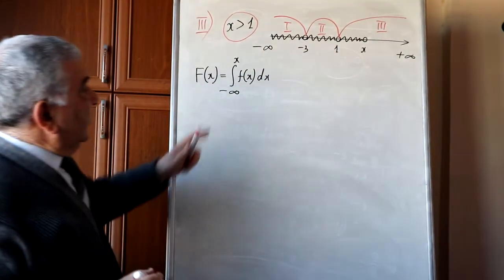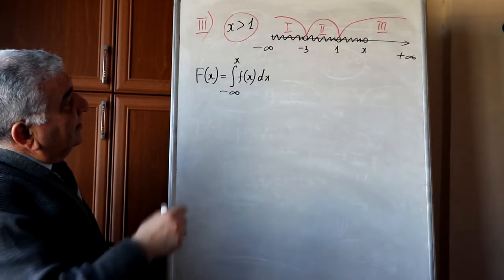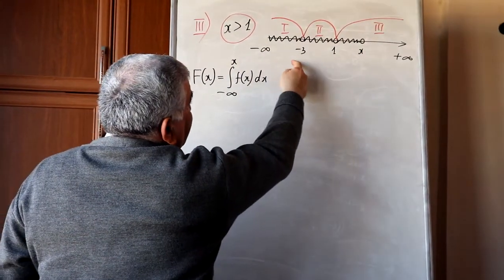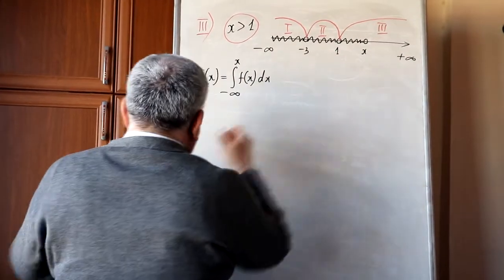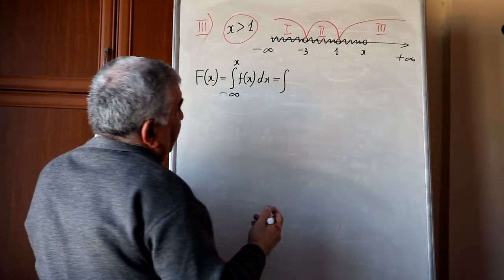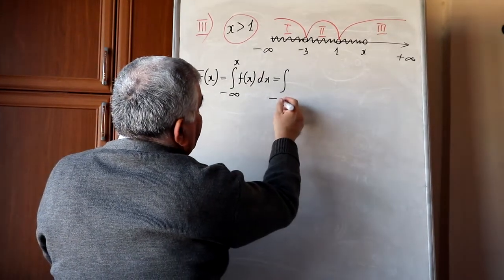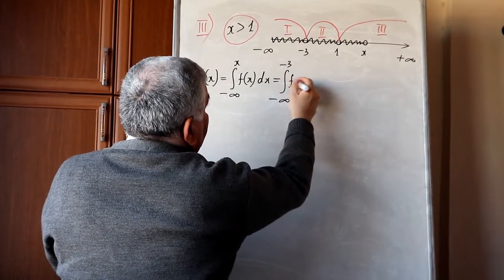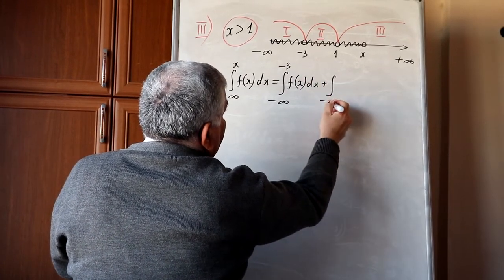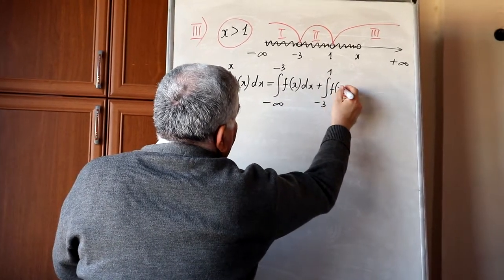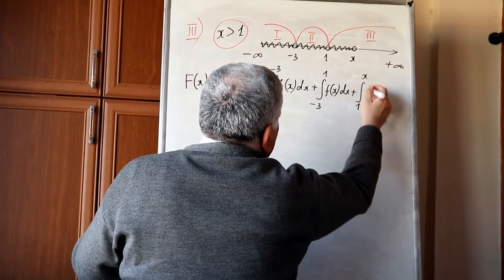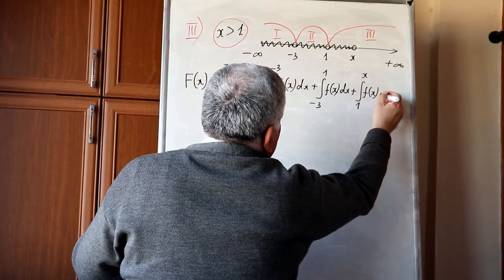Already, our interval from minus infinity to x is separated into three intervals: from minus infinity to minus 3, from minus 3 to 1, and from 1 to x. Therefore, we can write three integrals: from minus infinity to minus 3 f of x dx, plus from minus 3 to 1 f of x dx, and plus from 1 to x f of x dx equals.